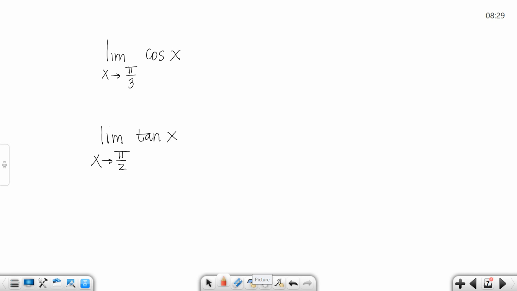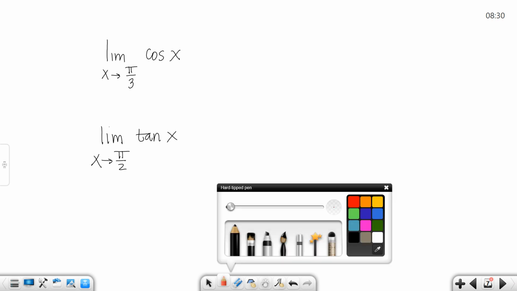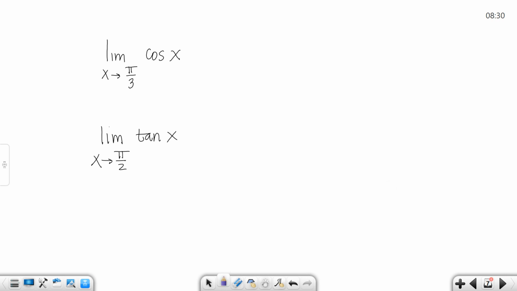So you knew we'd get back into trig eventually, so now we have some trig limits. Just like the other limits, you're just going to plug it in and see what you get. So for the first one, I'm asking you the cosine of pi over 3. I know that pi over 3 is in the first quadrant, so I know that my result will be positive. I just have to know what the value is.